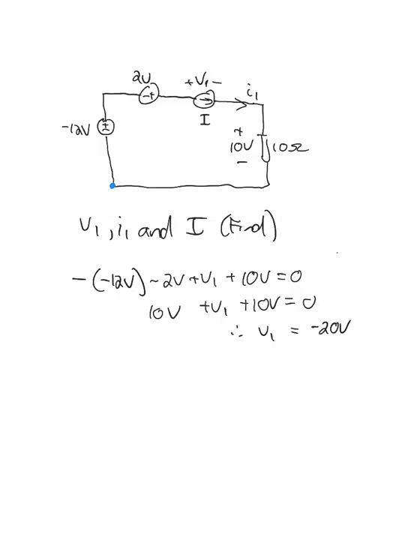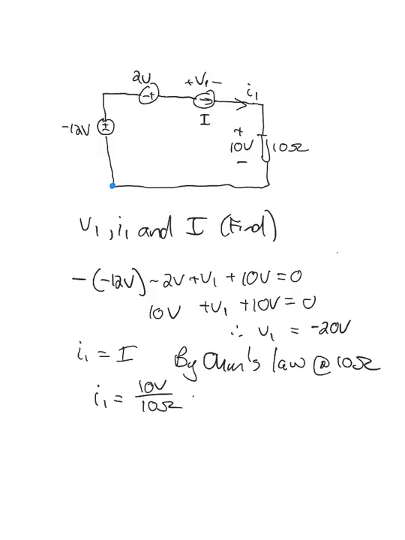You can see from the drawing that I1 is equal to I, and we can calculate I1 using Ohm's law. So by Ohm's law, at the 10 ohm resistor, we've got I1 equals 10 volts divided by 10 ohms, so it's equal to 1 amp. And so therefore I is also equal to 1 amp.